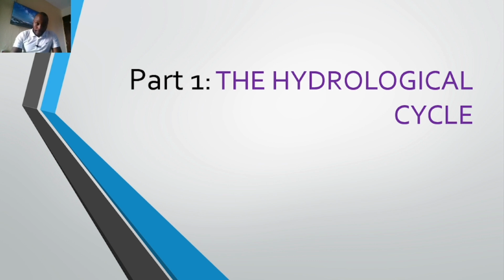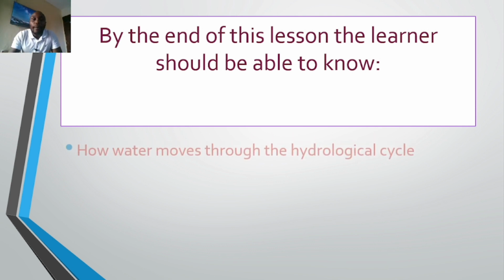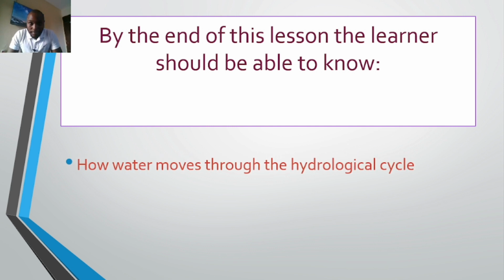I always have a lesson objective. What are you planning to achieve at the end of this lesson? This is what you should ask yourself: do you know this? By the end of this lesson, you should know how water moves through the hydrological cycle. You should be able to understand all that process, how water moves through the whole process of the hydrological cycle.